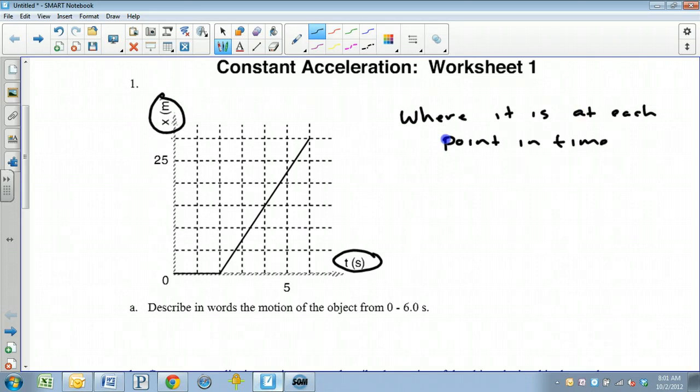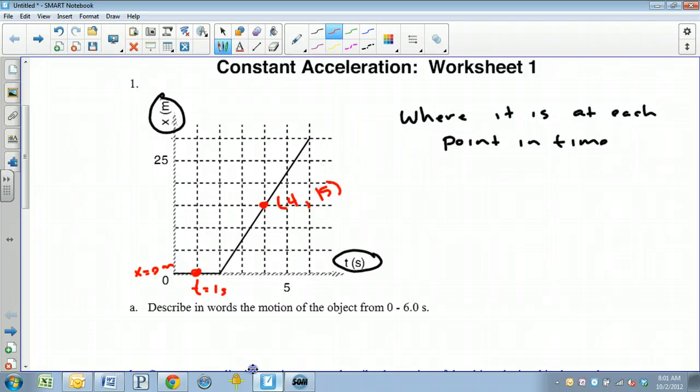So for instance, if I were to take this point right here, this is t equals 1 second, and this is x equals 0 meters. So that means that according to this graph, at 1 second, the object is at 0 meters. If I continue forward, at 4 seconds, the object is at, well, this goes up to 25 and 5, so each of these is 5 meters. So that means this is at 15 meters in 4 seconds.